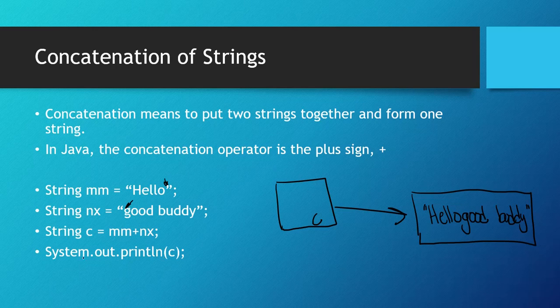What I'm doing then is I'm going to print out c. So I will print out hello good buddy without a space between hello and good. So all concatenation does is just add the two strings together, letting you put stuff together.